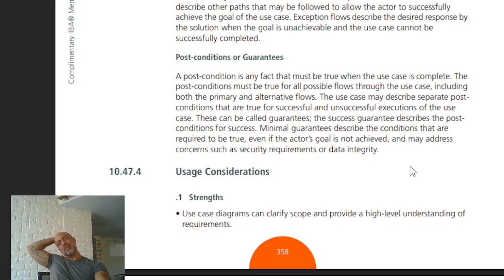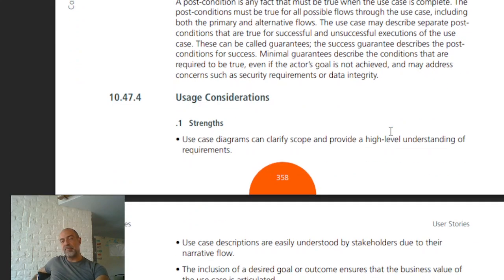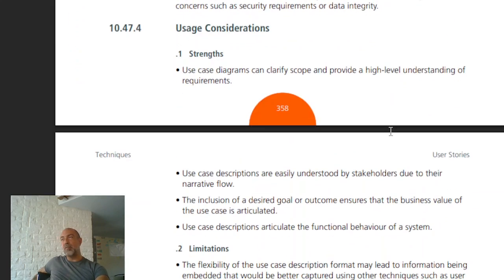And what are the guarantees? I don't know. Are they talking about guarantees? Success guarantee describes the post-conditions for success. Minimal guarantees describe the conditions that are required to be true. So the post-condition is like, this use case is completed if this happens, right? That's basically it. It's the end result, or the end state, right, being scoped.